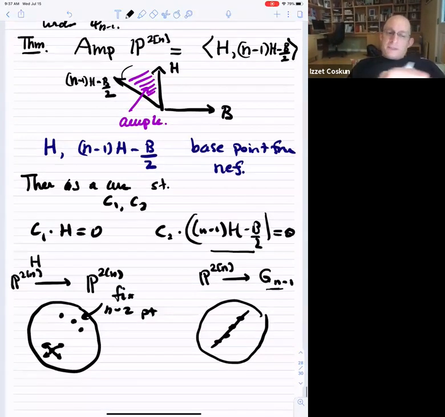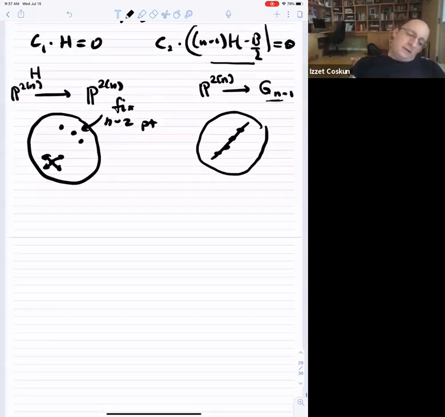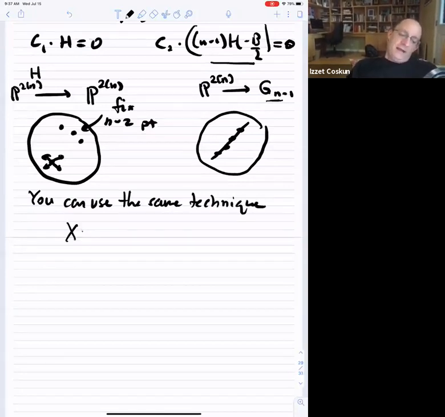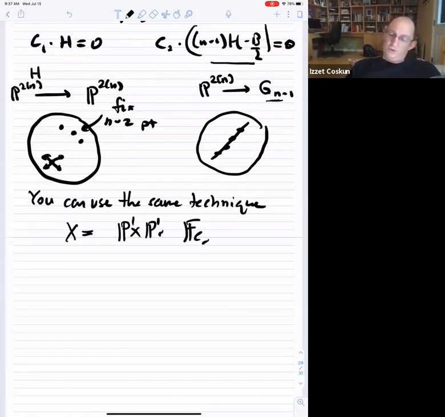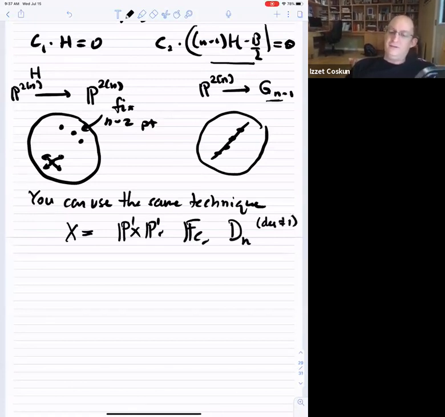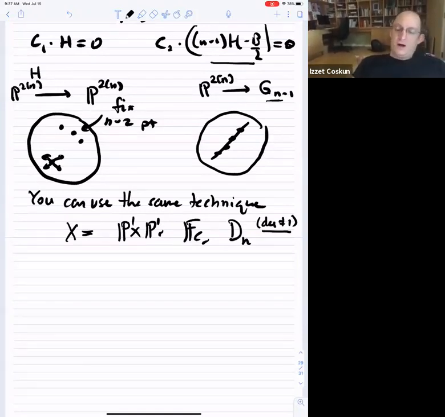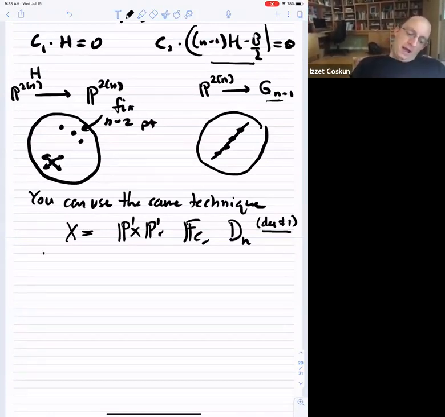Maybe I should wrap up this discussion by saying that you can use the same technique to compute the ample cones of the Hilbert scheme when X is a more complicated surface, like P1 cross P1, a Hirzebruch surface, or Del Pezzo surfaces. Here I'll say degree not equal to 1. The degree 1 case needs more work. So if the degree is not 1, you can use the same technique to compute the ample cone of the Hilbert scheme for these kinds of surfaces.